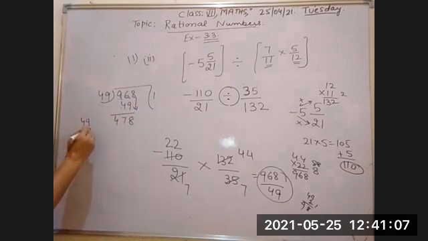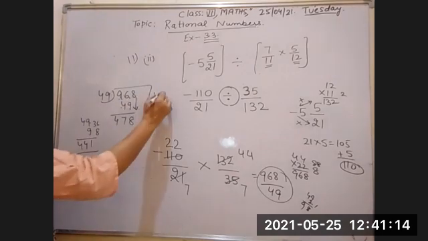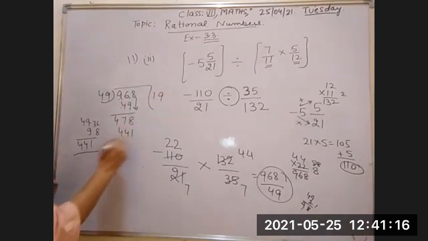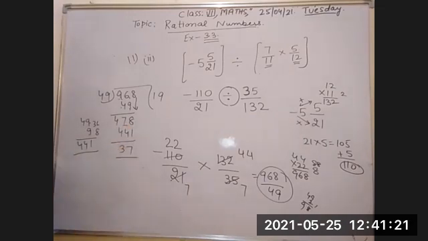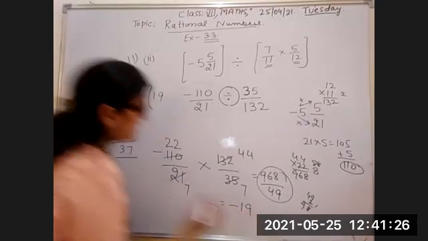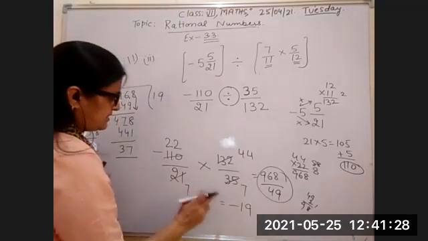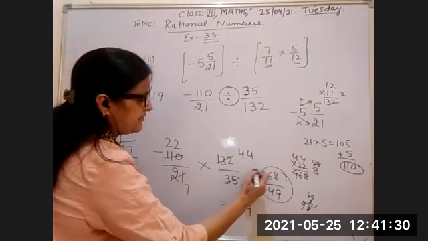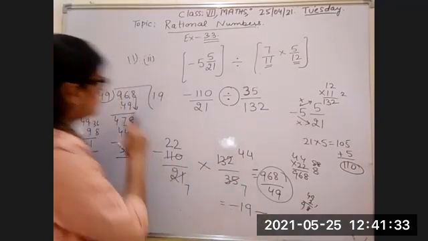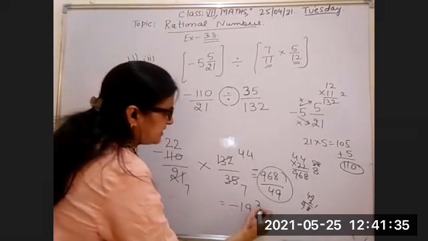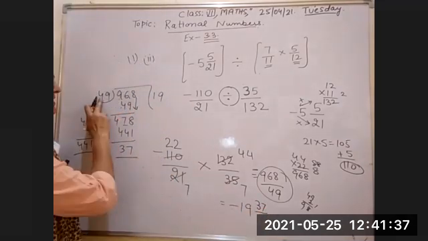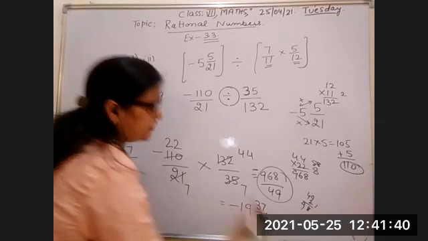When you multiply 49 with 9, then 441. So from 441 subtract 7, and now 37 is left. So you can write down your answer. Minus sign is also here. You will put minus 19 and 37 is the remainder, and your divisor is 49.